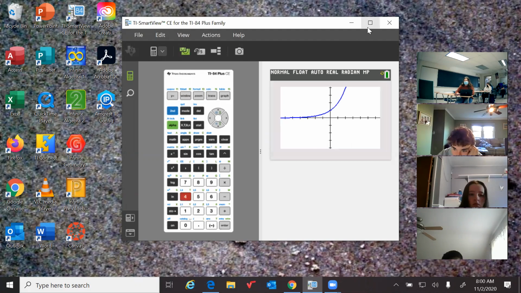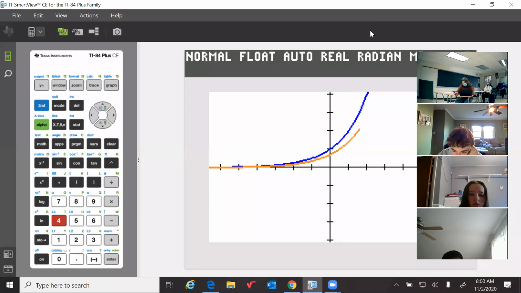And I got this picture with 2 caret x, where the parent graph is blue, the derivative is orange. You look up here. Now you compare your picture to what we have up there. What do you notice? You got the same picture we got, even though you have a different thing in y1.